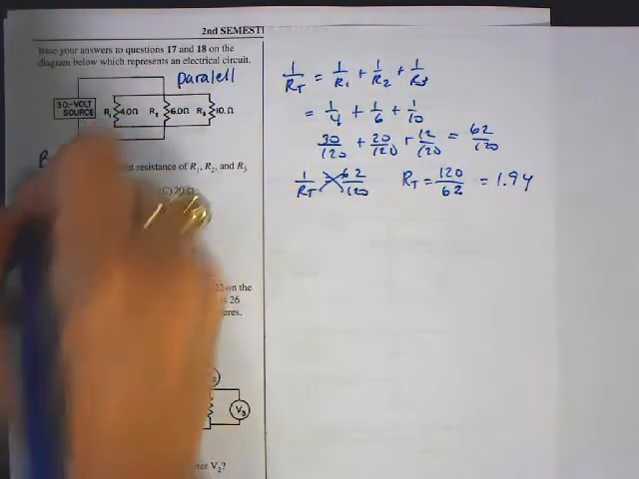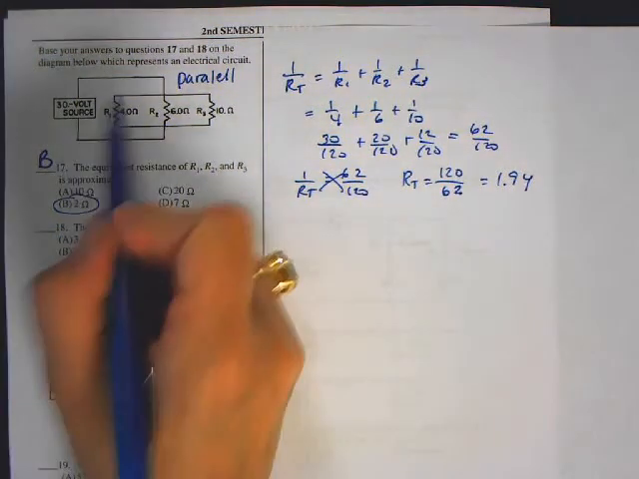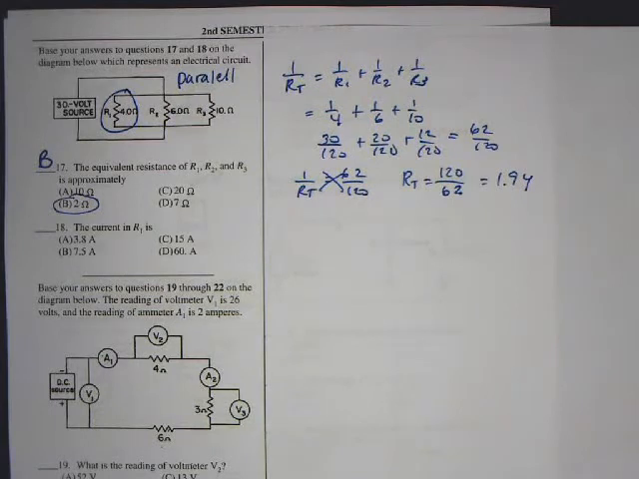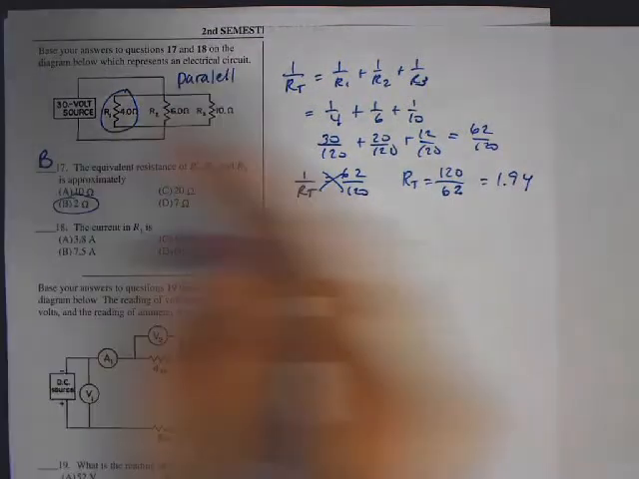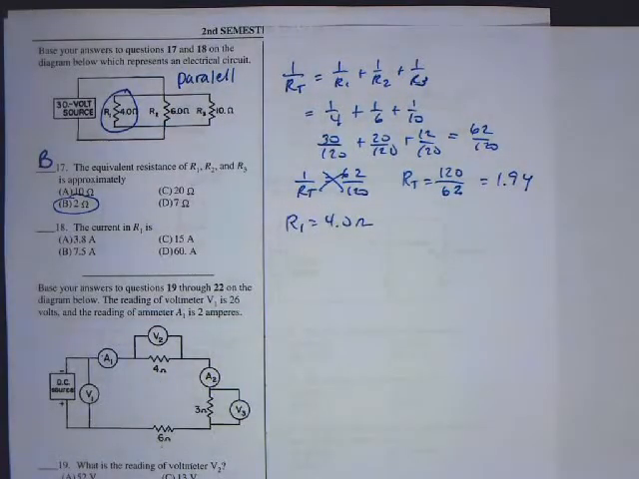Number 18, the current R1. I want to find the current going through this resistor. Remember, I can apply Ohm's law to an entire circuit, or I can apply Ohm's law to one branch in the circuit. The first thing I'm going to say is, for R1, I know R1 is 4 ohms. Well, what else do I know? The next thing I'm going to do is ask myself, what's the same in parallel?